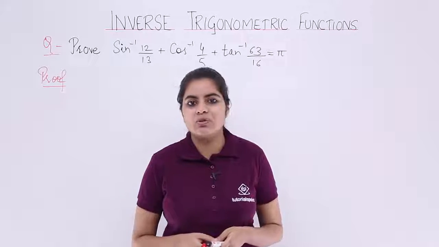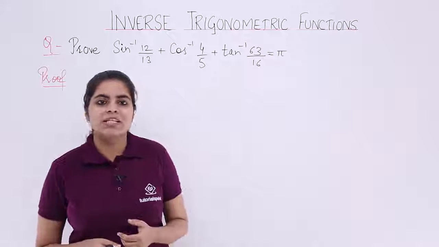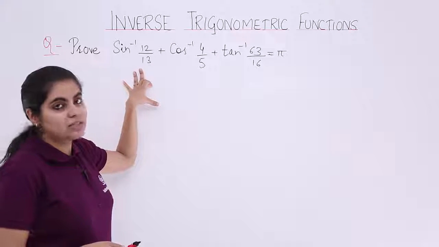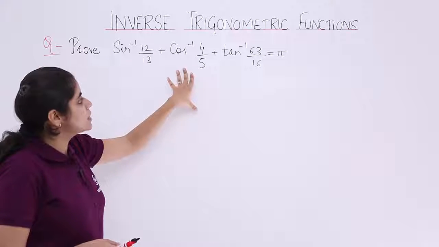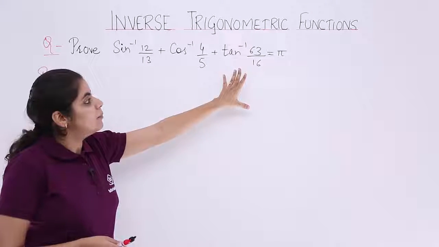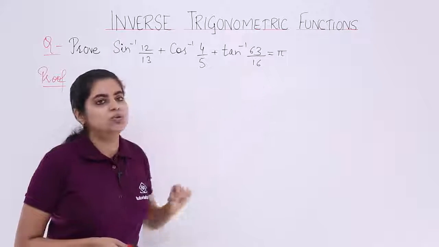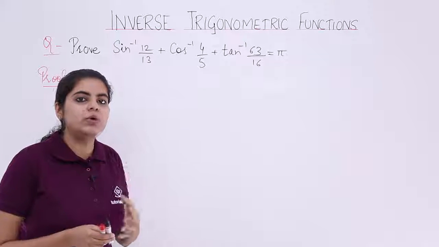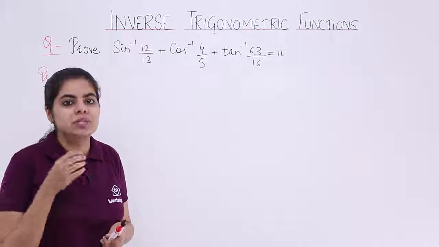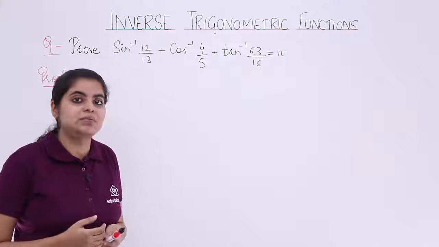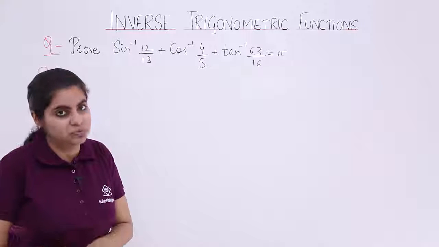Let's read the question together. So the question is basically a proof question. It says prove sine inverse 12 upon 13 plus cos inverse 4 upon 5 plus tan inverse 63 upon 16 is equal to pi. Now we know the formula of tan inverse A plus tan inverse B, or tan inverse X plus tan inverse Y, and we have also seen the proof.